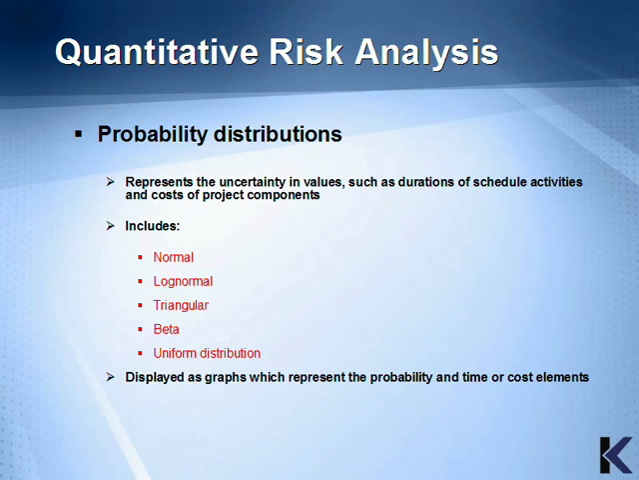Probability distributions are a mathematical way of expressing the uncertainties in values, and it gives a reasonable spread of the possibilities. An example would be the durations of schedule activities and/or costs of project components. The types of distribution models are normal, log normal, triangular, beta, and uniform distribution. These can be displayed as graphs, which represent the probability and the time or cost elements.